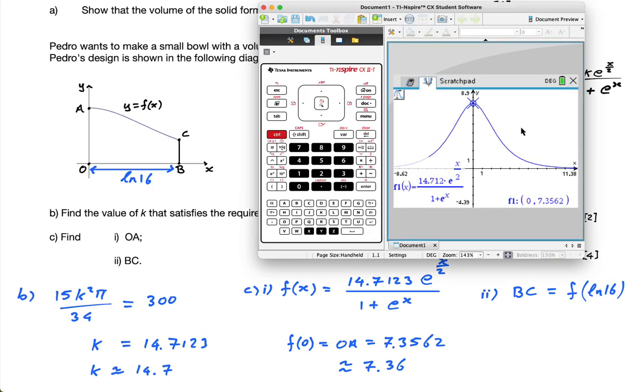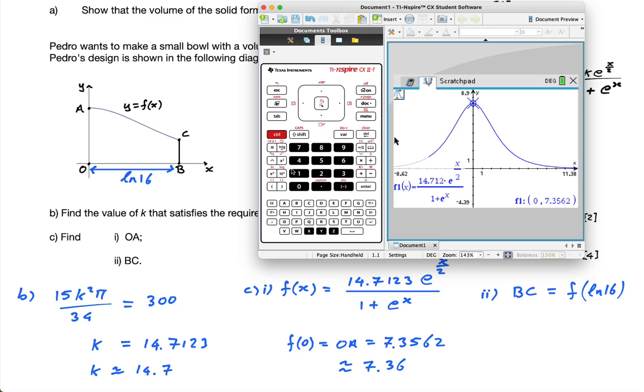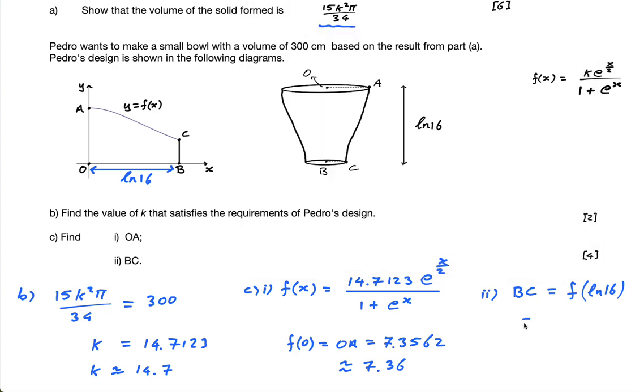So I can go to trace again. While I'm on menu, trace, graph trace, I can actually type in ln 16 like this, and I get 2.7726. That is ln of 16, and then 3.4617, which is approximately equal to 3.46.